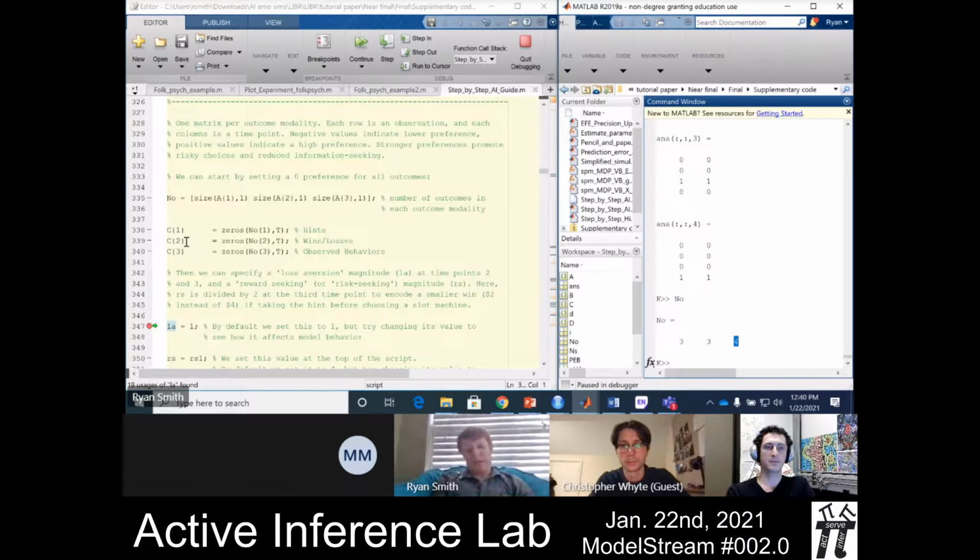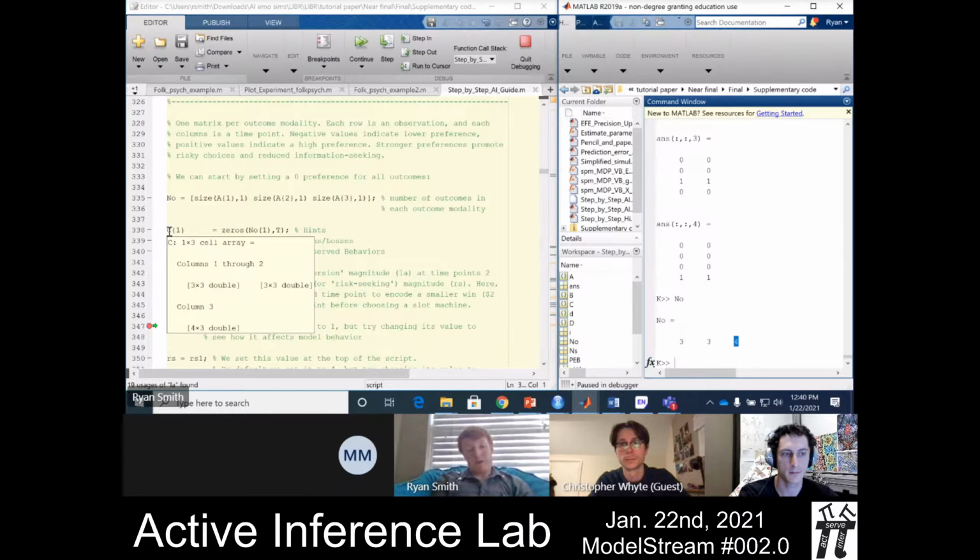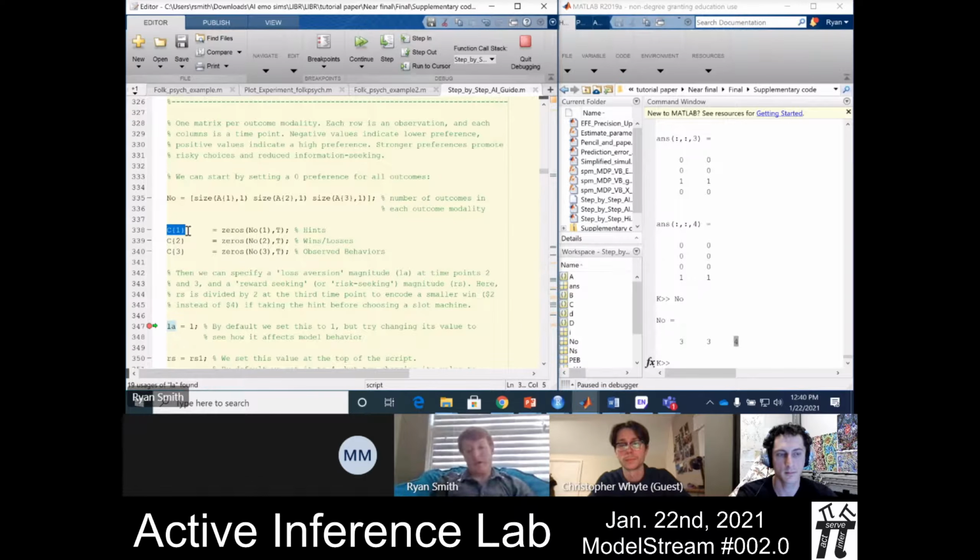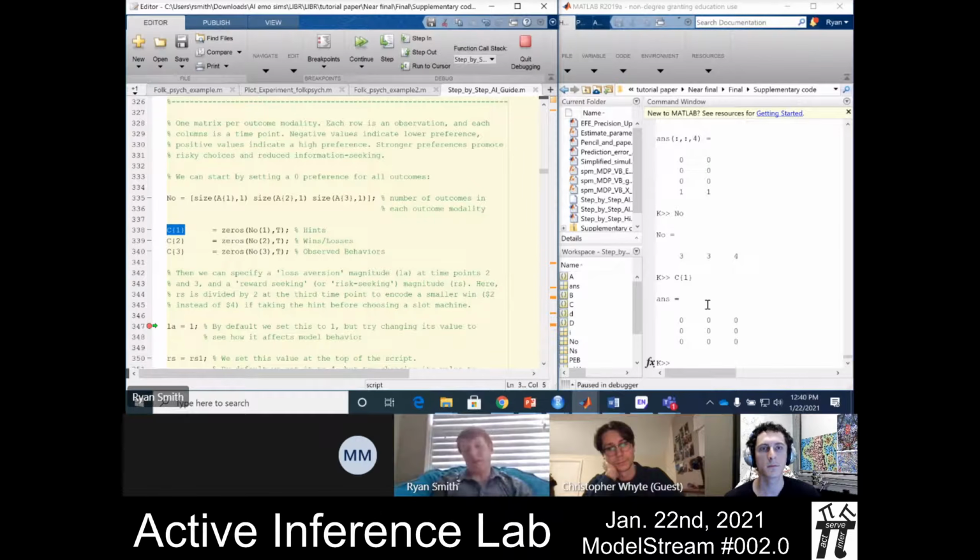But okay, so now what I've done is I've started out by just putting zeros in the C matrix, the preference distribution for each outcome modality. So this is just saying for outcome modality 1, so the hint, the agent has no preferences. And I should say the rows are the observations for the null, hint, no hint. And the columns are time. So this is saying at time 1, the agent doesn't care whether it gets the hint or not in terms of rewardingness. Same thing at time 2, same thing at time 3. And I've just done that for all 3 outcome modalities to start with.